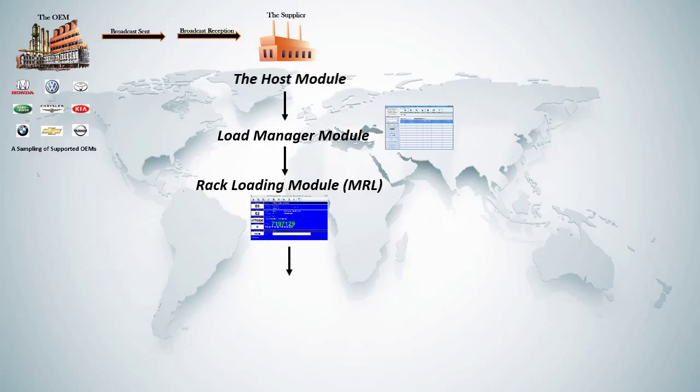After the rack is complete, the user has the option of initiating a second scan verification module called MRA, or the Rack Audit. This is used simply to re-verify that the correct parts are loaded into the correct racks.